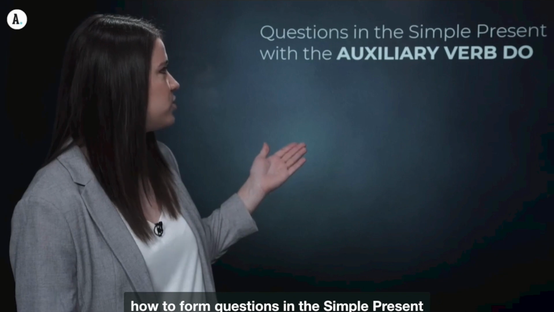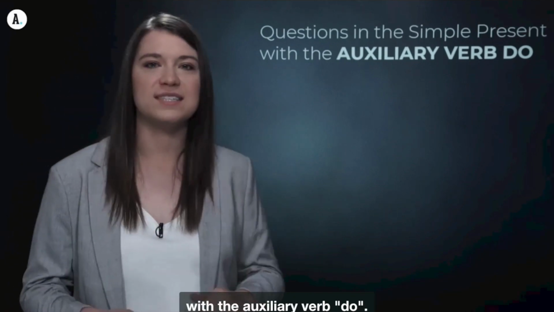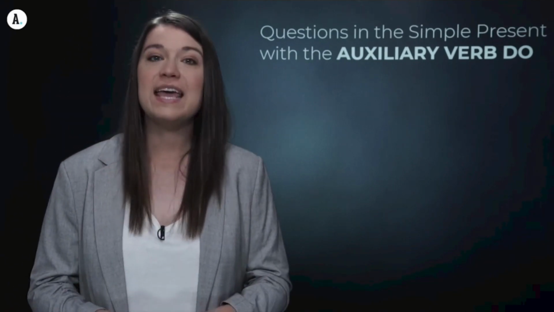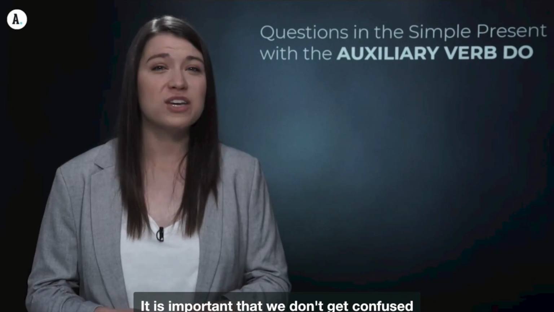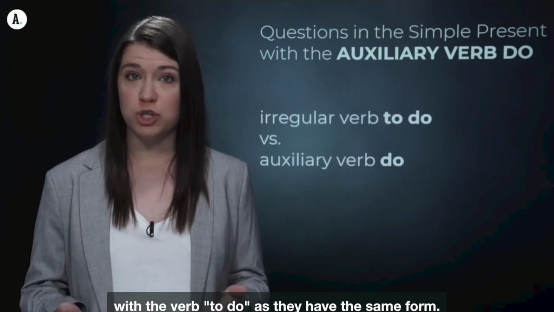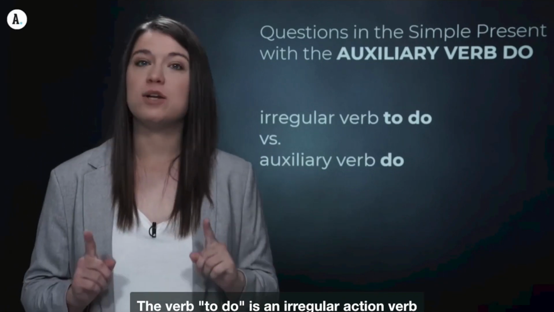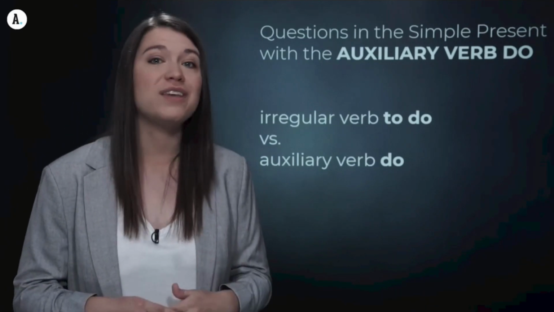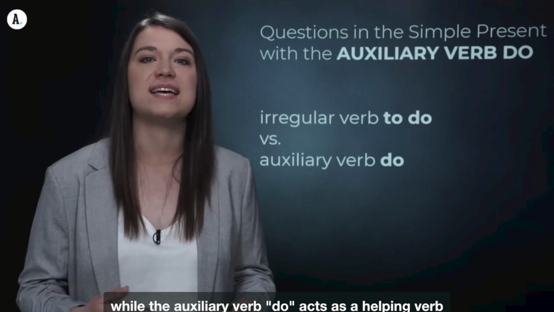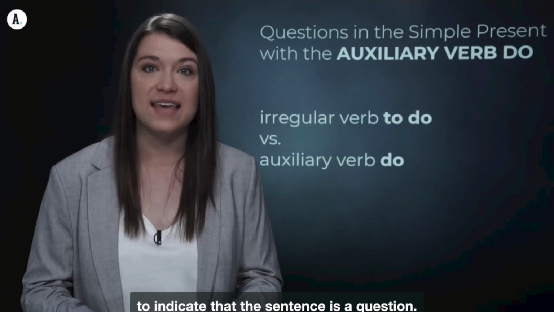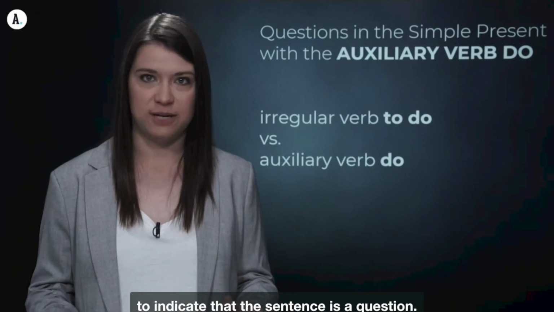How to form questions in the simple present with the auxiliary verb do. It is important that we don't get confused with the verb to do, as they have the same form. The verb to do is an irregular action verb, while the auxiliary verb do acts as a helping verb to indicate that the sentence is a question.